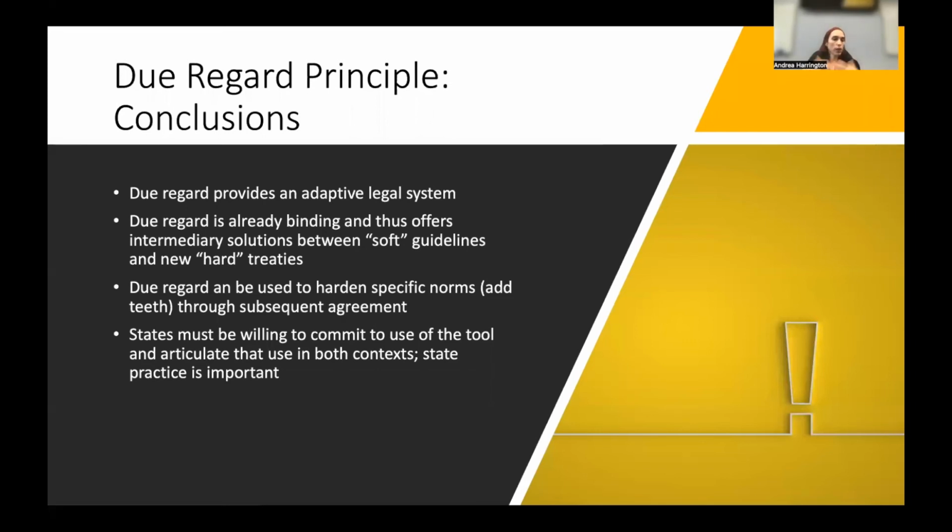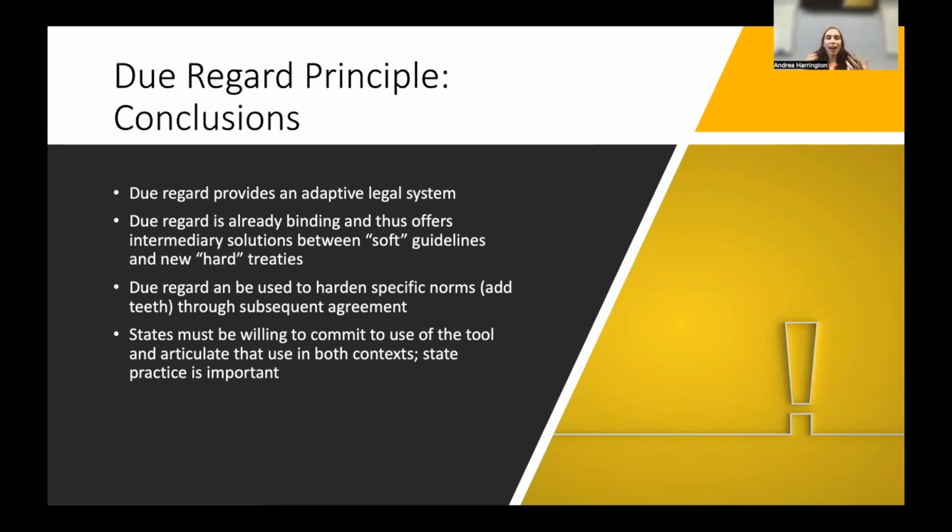So conclusions, the due regard principle provides us with an adaptive legal system that can be applied in the context of changing technologies, in the context of new actors in space, can be used for civil, commercial, and military operations. It's already binding and thus gives us intermediary solutions between truly soft guidelines and new hard treaties. It can be used to harden specific norms, to add those teeth through subsequent agreement.